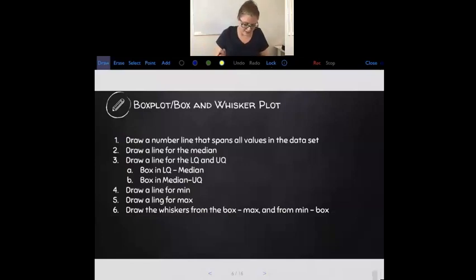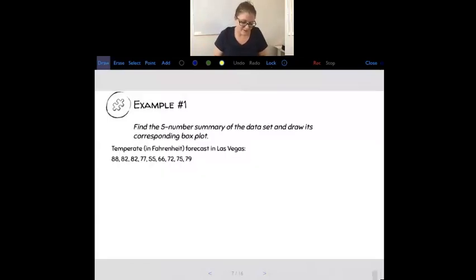Okay? So for example, find the 5-number summary and draw its corresponding box plot. On this slide, we'll do the 5-number summary, and on the next slide, we'll do its box plot. Remember, always make sure your values are ordered smallest to biggest. So I'm going to copy those down here.